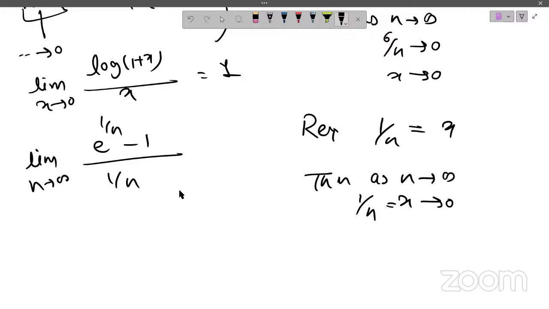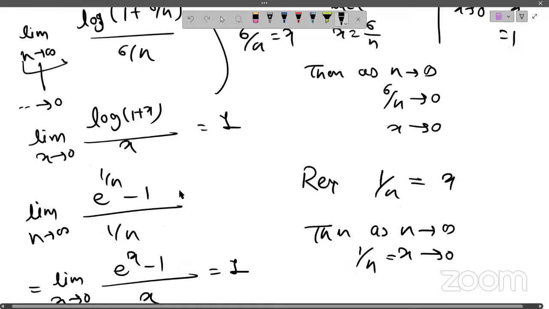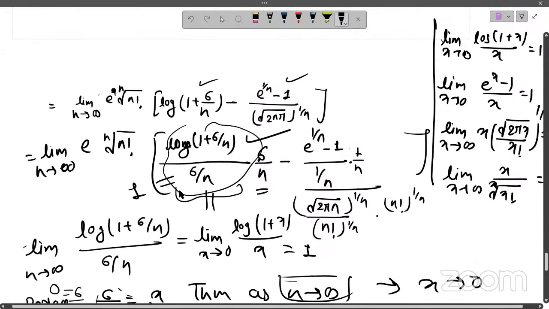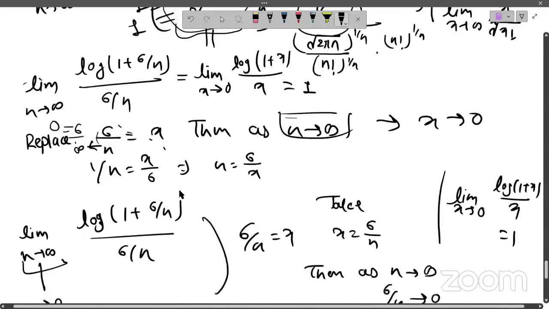So that means this limit will also convert into the limit x goes to 0 of e to the power x minus 1 by x. And we know that this is equal to 1 again, right? So we are done with this term. This will become 1. And similarly, this term will also become 1. Now we'll just go to the terms which are in the denominator.